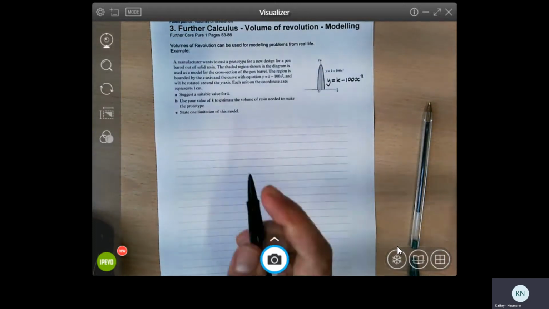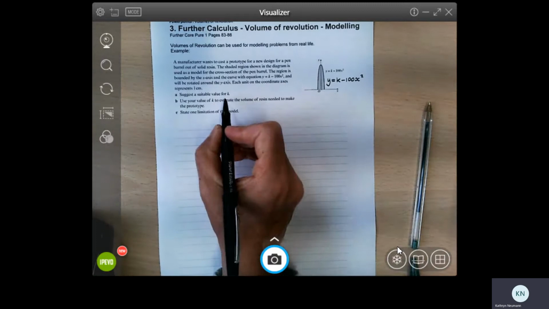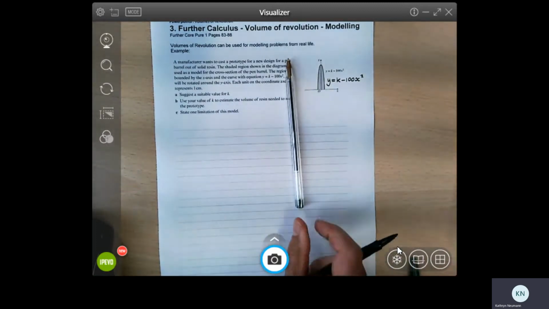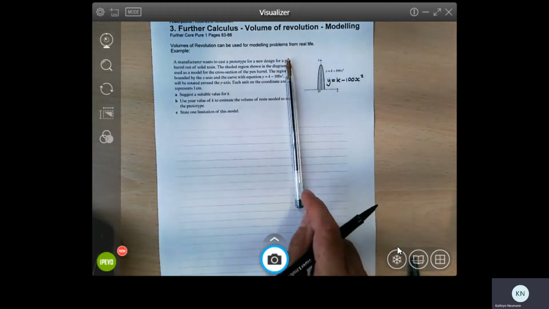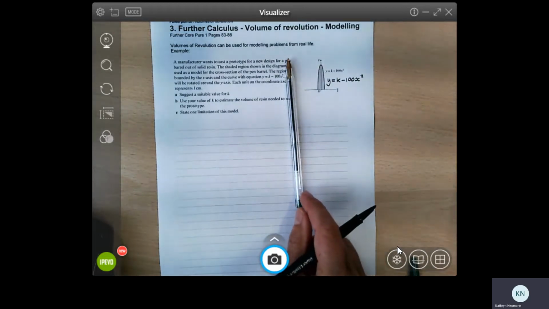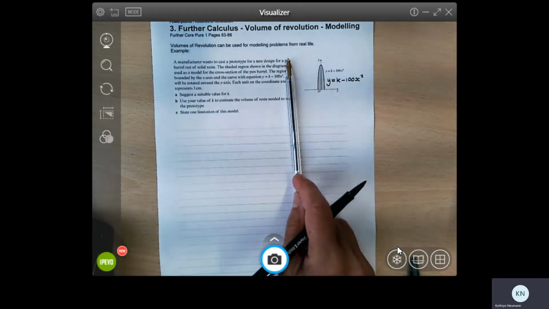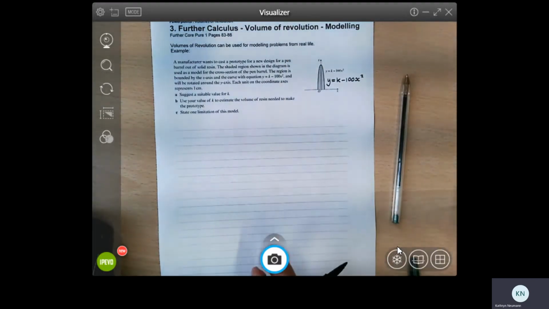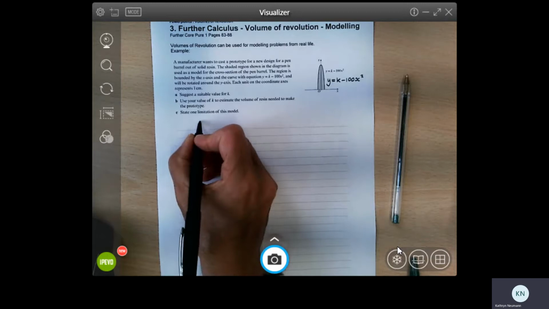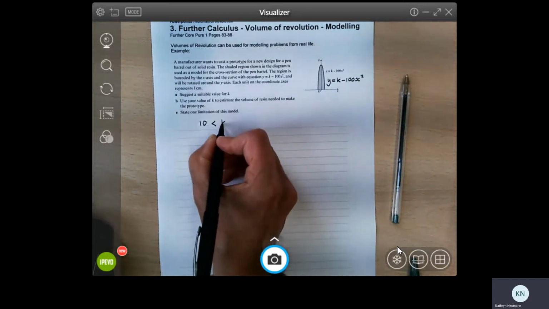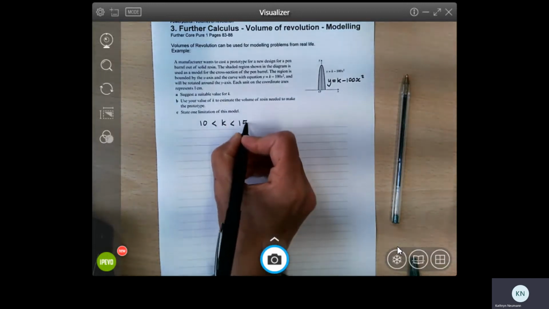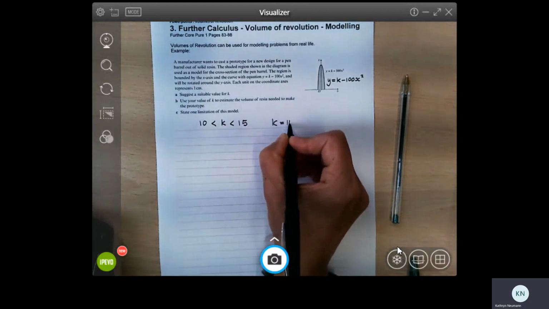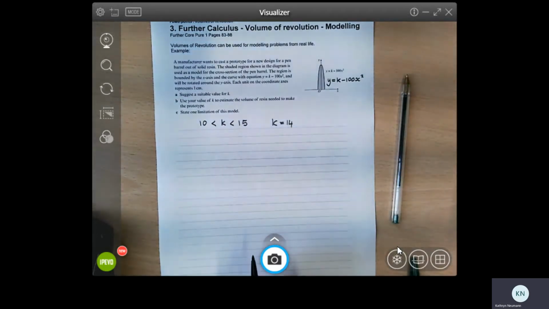Now it says, suggest a suitable value for k. This is supposed to be a pen. So if I look at my pen here, we might say it's somewhere between 12 centimetres, maybe 12 centimetres would be about here, and 15 centimetres. You can choose your value of k, but I think any value of k between 10 and 15 would be a reasonable value to take. I'm actually going to take k equals 14.